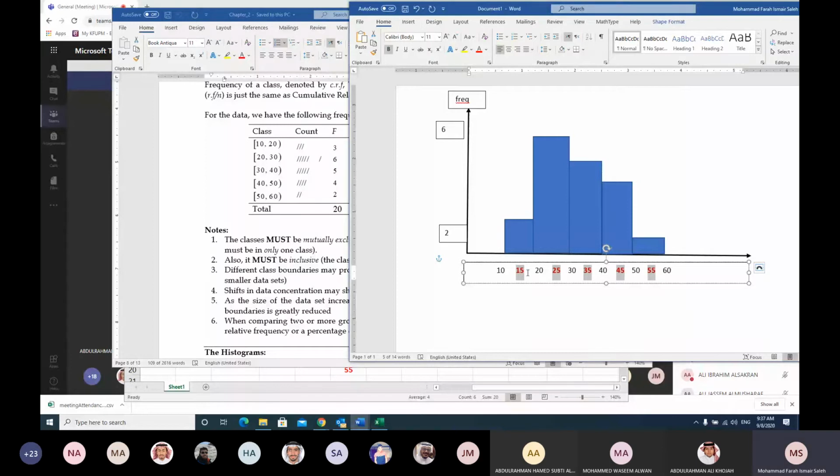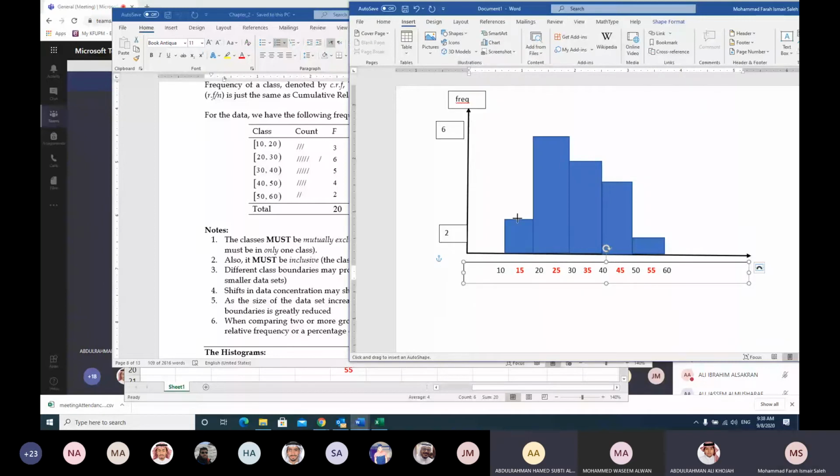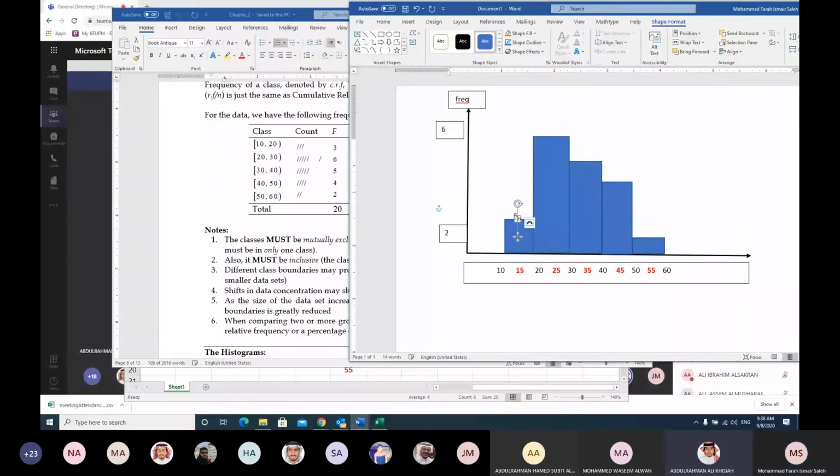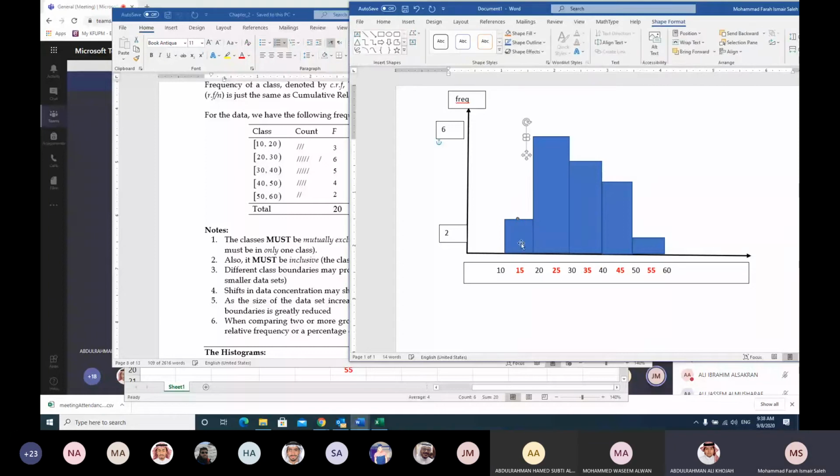For the first class, what is the frequency with this midpoint? 3. Just put a circle at the center here, with the 15. What about the next? 6, the maximum at the center exactly. What about the next? 5. Next, 4. Next, 2.